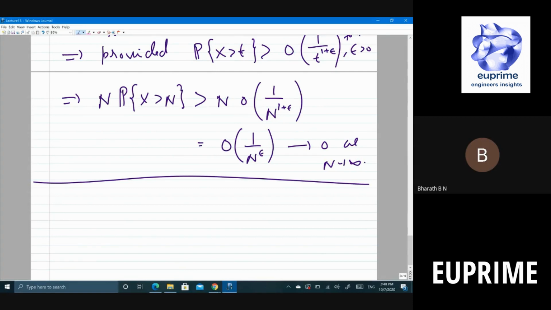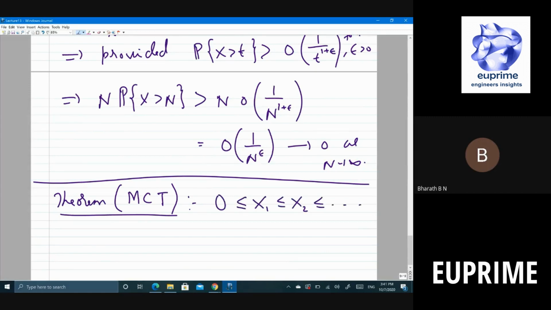Let's move on from here. There is something known as the monotone convergence theorem. This is also super important. What it says is you take non-negative random variables x1 less than or equal to x2 less than or equal to and so on. Let's also assume that this limit exists, that is, xn converges to x almost surely. That means probability of xn converging to x is 1.